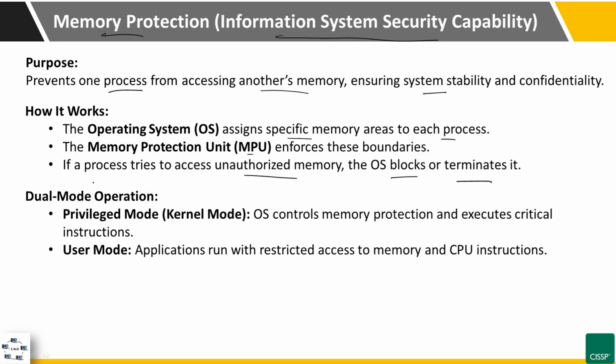So what is the dual mode memory operation? The privilege mode is also known as the kernel mode. It is controlled by the OS, which controls memory protection and executes critical instructions. The next is the user mode, where applications run with restricted access to memory and CPU instructions.